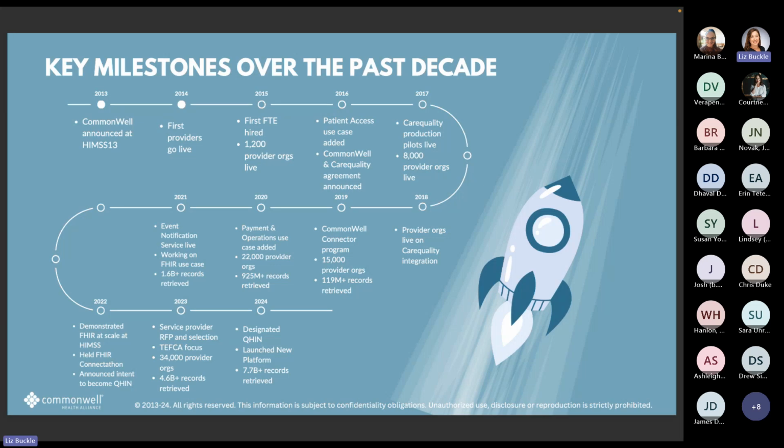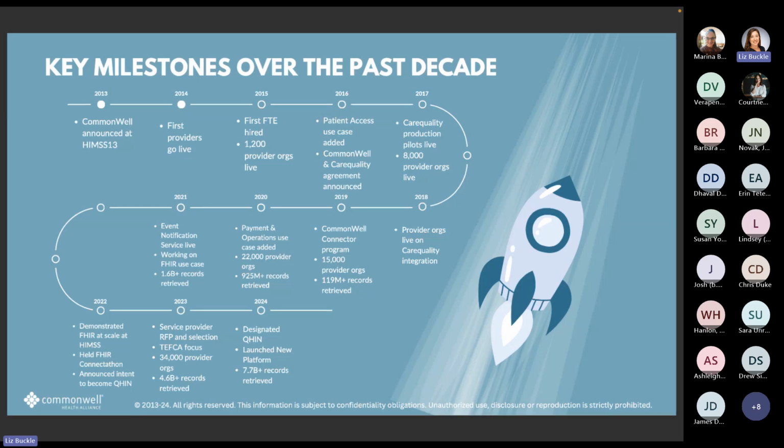Really proud moment in 2022, we were able to demonstrate FHIR at scale at HIMSS. So this is discrete FHIR scale using what is now the HL7 Security for Scalable Registration, Authorization, Authentication, or more recently known as SARA. We held a FHIR connectathon, and we announced that we would intend to become a QHIN, a Qualified Health Information Network.